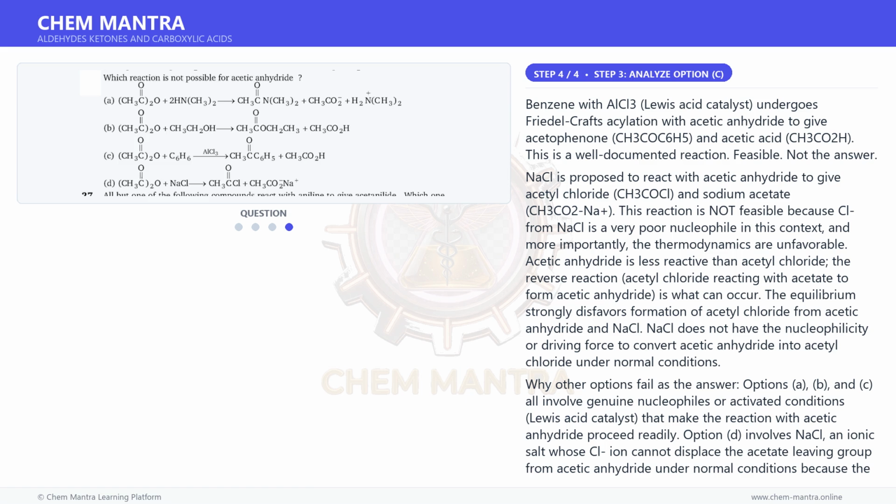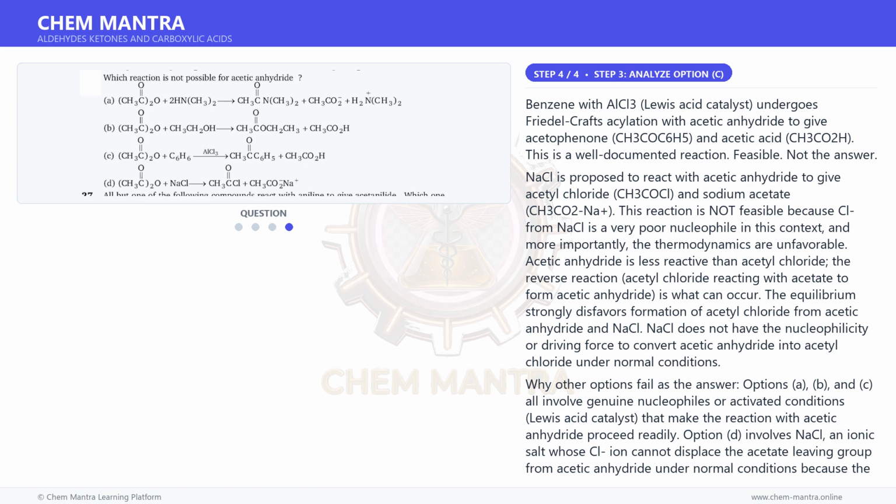NaCl is proposed to react with acetic anhydride to give acetyl chloride, CH3COCl, and sodium acetate, CH3CO2-Na+. This reaction is not feasible because Cl- from NaCl is a very poor nucleophile in this context, and more importantly, the thermodynamics are unfavorable. Acetic anhydride is less reactive than acetyl chloride.